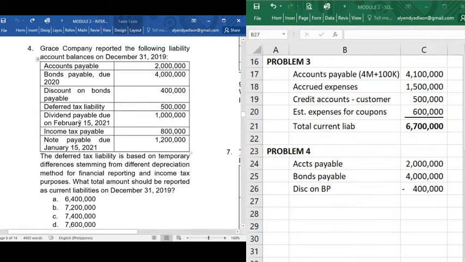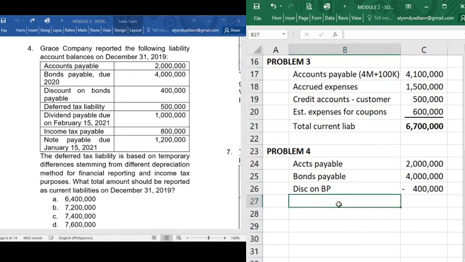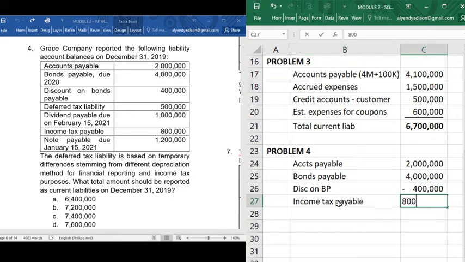Okay, next we have the dividend payable due on February 15, 2021. Take note that that is still beyond 1 year because today is still 2019, next year is 2020. 2021 is already beyond 1 year, so it is not current. Then we have income tax payable. Of course, we pay income taxes on April 15 of the following year. Okay, so this is always current.